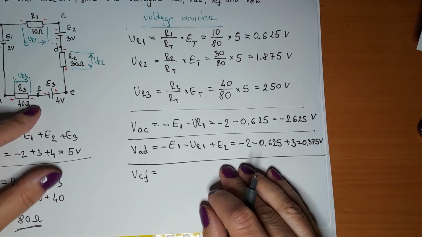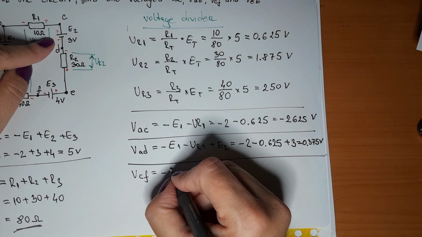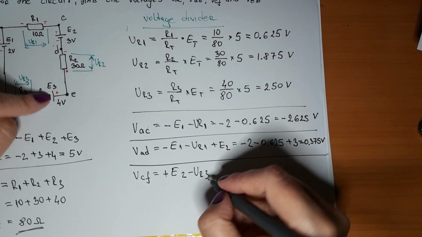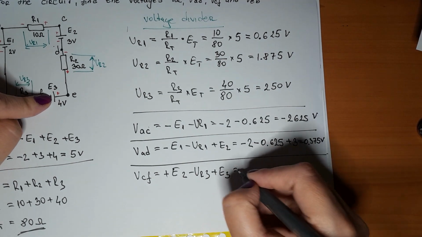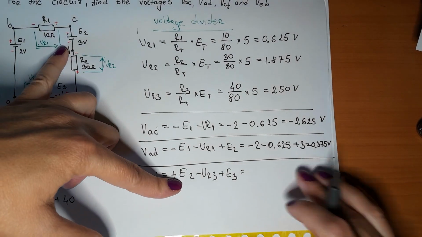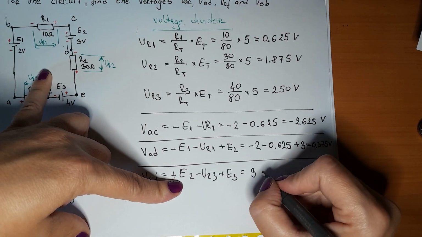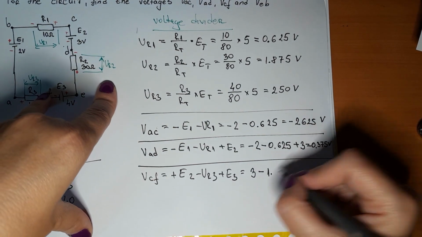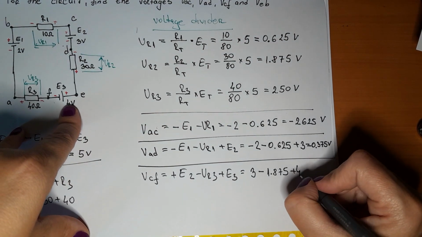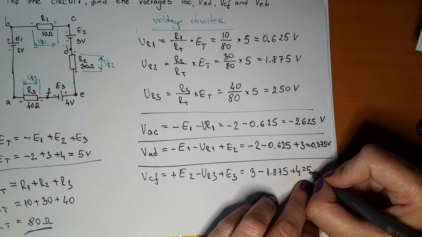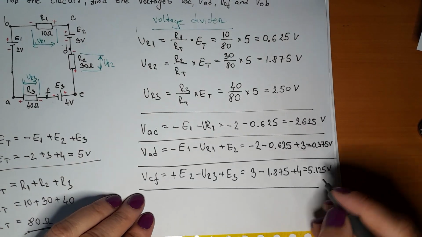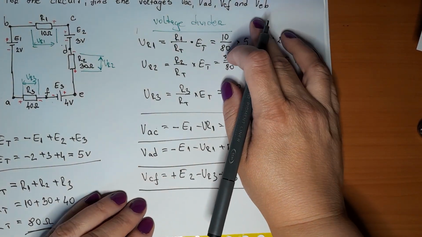Okay, next one is between C and F. VCF is equal, so we go here, it will be plus E2 minus VR2 and plus E3. Okay, then we just use 3 minus 1.875, and we have plus 4, and that will be 5.125 volts.